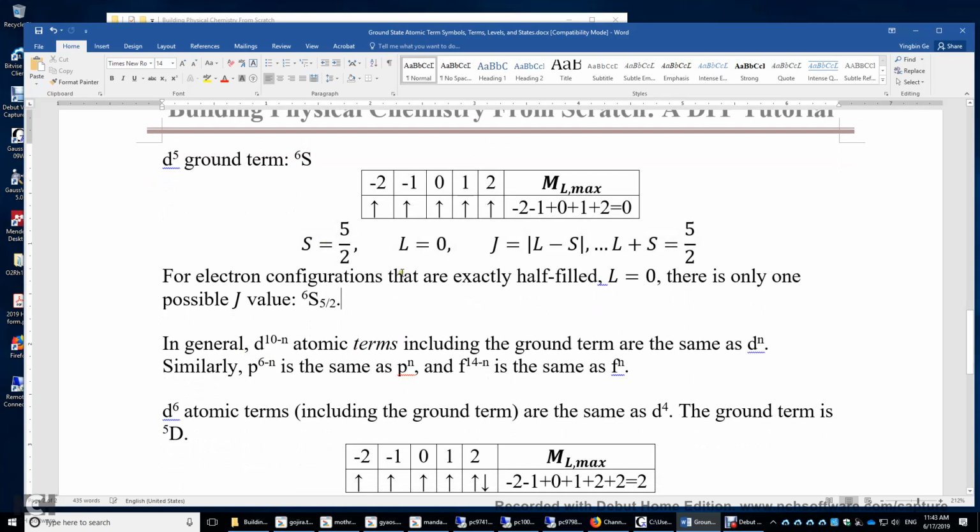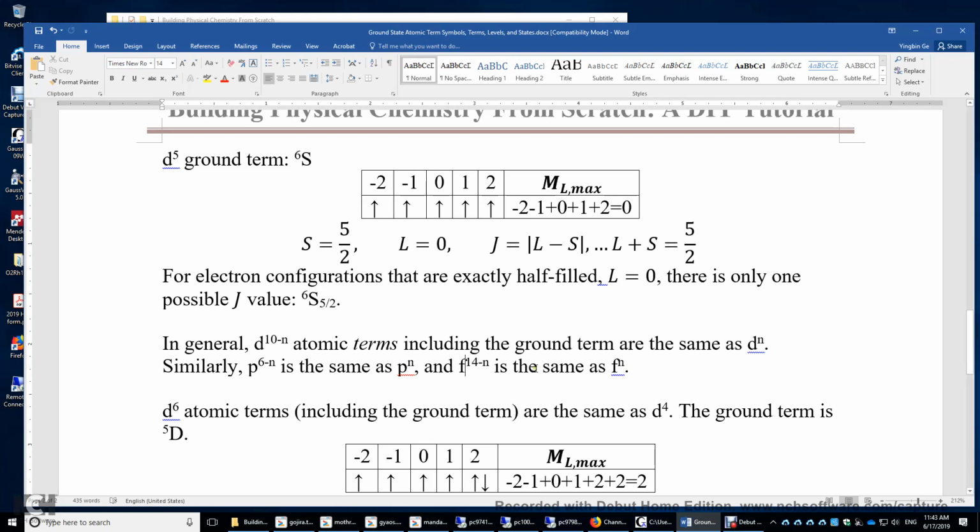Now, in general, if we have more than half-filled electron configurations, for example d6, the atomic terms of d6 are exactly the same as d4. d7 is the same as d3. So how about p orbitals? p5 is exactly the same as p1. p4 is exactly the same as p2. How about f orbitals? Same thing. If you have f10, it's just f4. So in general, f14 minus n is exactly the same as fn regarding the atomic terms. But if you're talking about the levels, you have to worry about the J values.